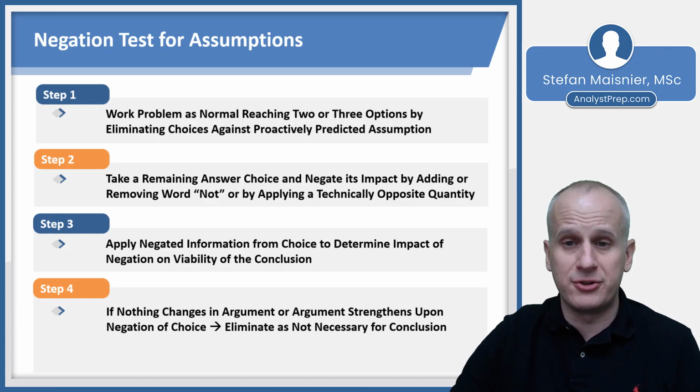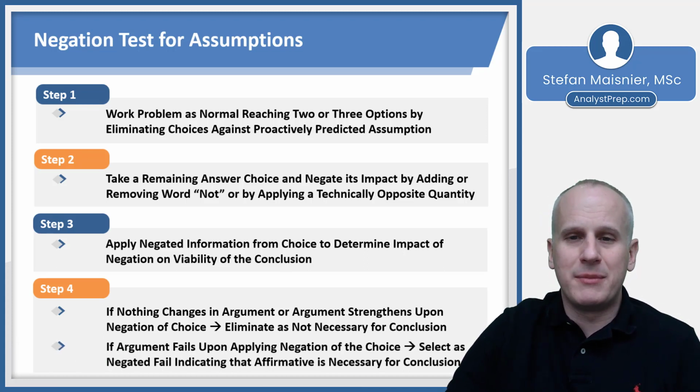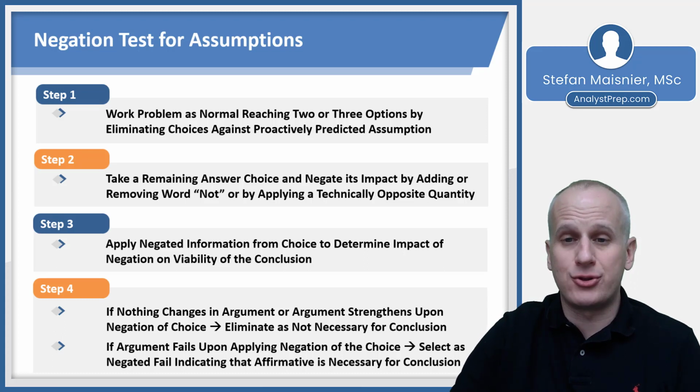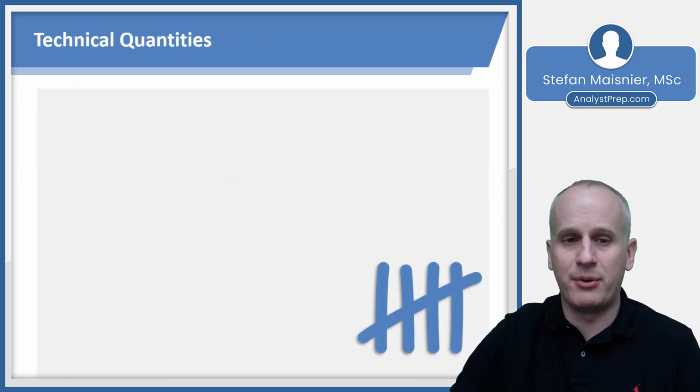Because when you took the information away, you went, okay, the argument's still valid. But if the argument fails upon applying the negation of the choice, you need to select that choice as your negated fail, because it's saying that when this choice is not true, the argument doesn't work. So therefore, the choice is necessary to believe the conclusion is valid. So let's go take a look at an example in a moment after we consider our technical quantities.